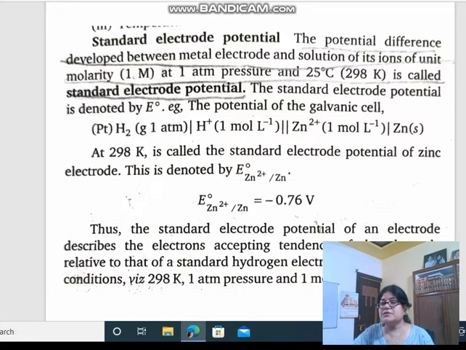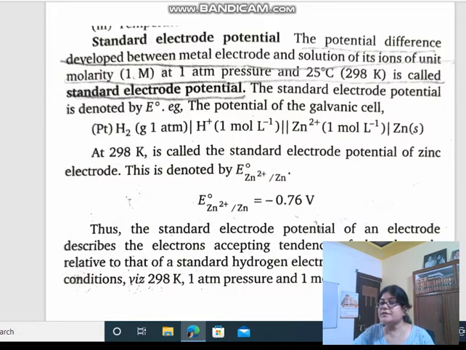Just be careful here: it is the potential difference developed between a metal electrode, zinc for example, and a solution of its ion of unit molarity. We have to take the molarity as only one, unit molarity, at a pressure of 1 atmosphere and a temperature of 25 degrees Celsius, which is the standard temperature. Then this is called the standard electrode potential.